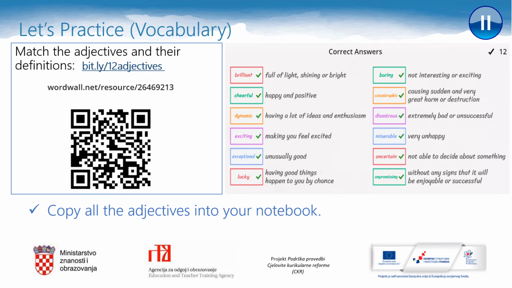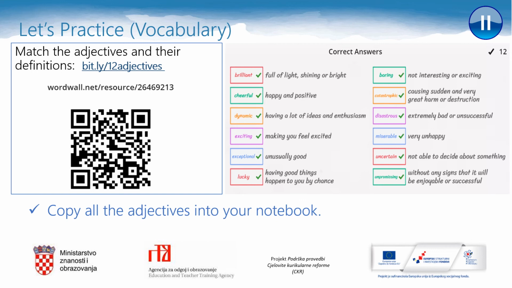Brilliant means full of light, shining, bright. Cheerful is happy and positive. Dynamic means that you have a lot of ideas and enthusiasm. Exciting is what makes you feel excited. Exceptional means unusually good. Lucky, having good things happen by chance. Boring, not interesting.